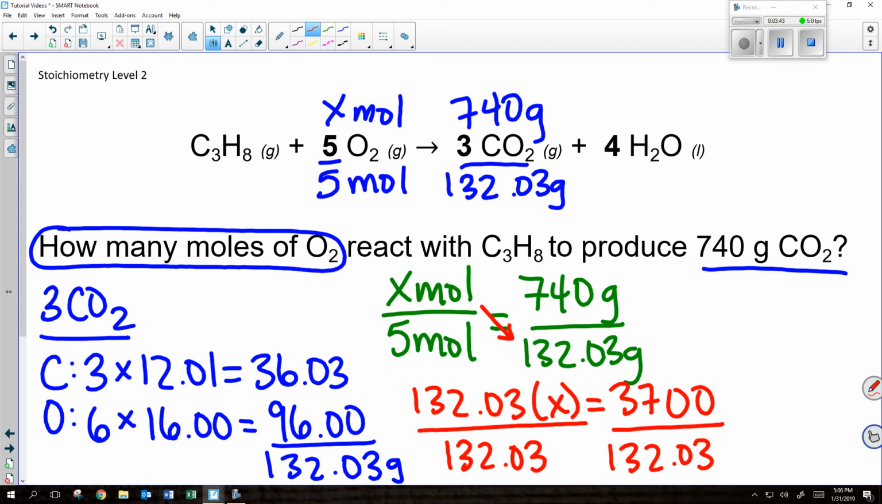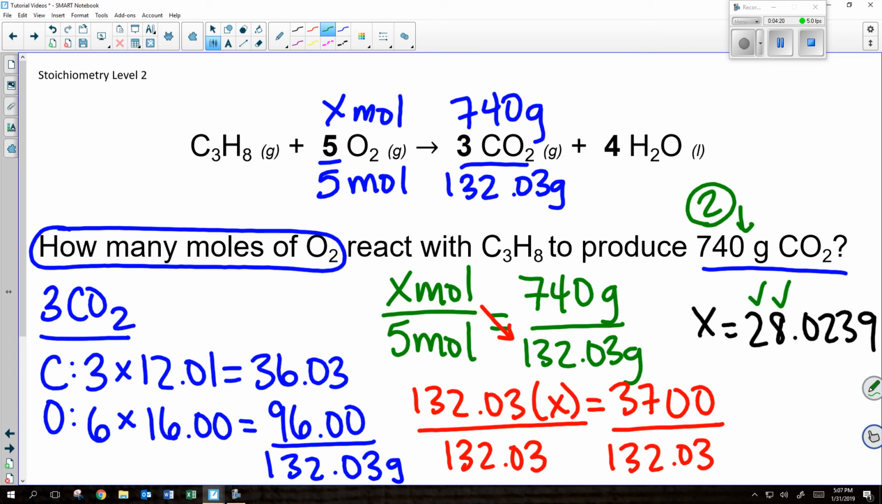And that comes out to make X equal to 28.0239. Now, to check how to round my answer, I need to check how many significant figures I need for my answer. If I go back to the original number in the problem, 740 has 2 significant figures. That 0 is not significant because there is no decimal in the number. So I want my answer to have 2 significant figures.